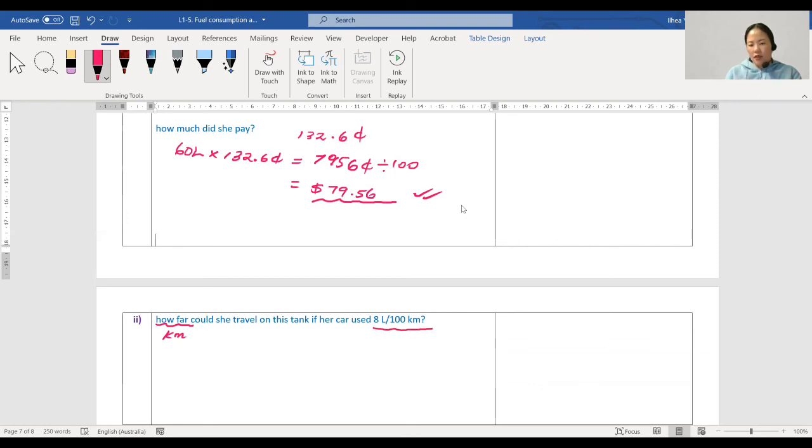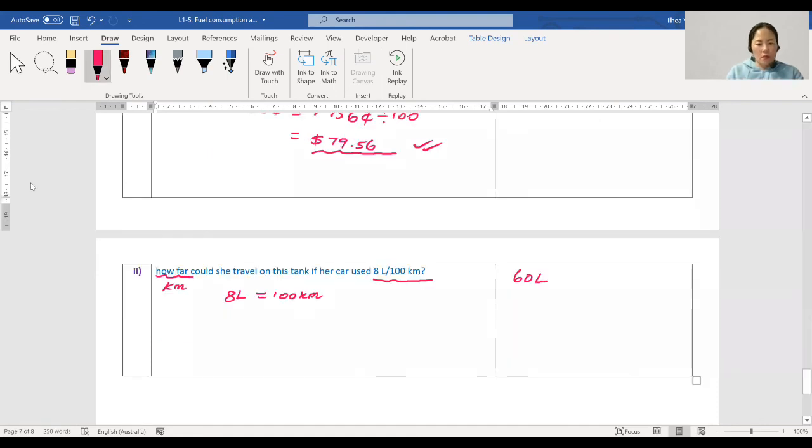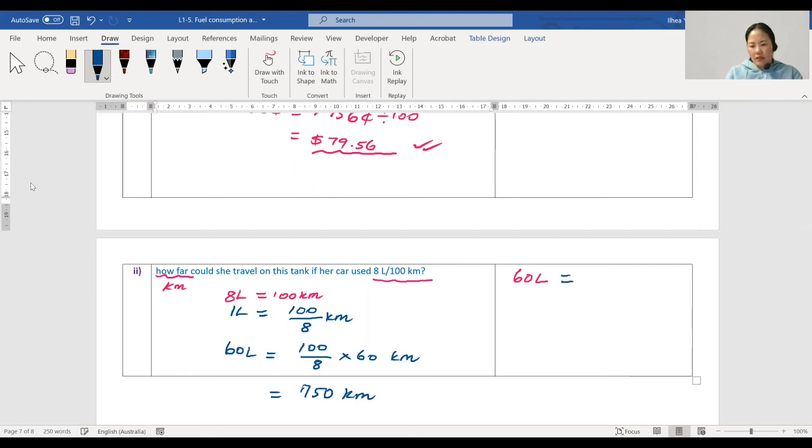Next one is how far, so it's kilometers, could she travel on this tank if her car used 8 liter every 100 kilometers? Her car goes like that, and she bought 60 liter, didn't she? So again, unitary method. 1 liter, it'll be 100 over 8 kilometers. And then I want to change to 60 liter, 100 over 8 times 60 kilometers. And when you do that, you will get 750 kilometers. So therefore, with 60 liter, she can go 750 kilometers.